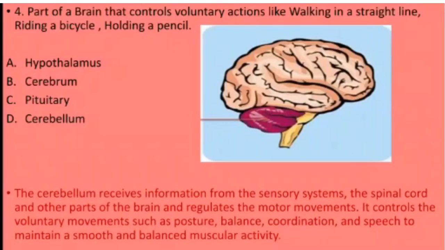It is cerebellum. So the cerebellum receives information from the sensory systems, the spinal cord and the other parts of the brain, and regulates the motor movements. So cerebellum controls the voluntary movements such as posture, balance, coordination and speech to maintain a smooth and balanced muscular activity.